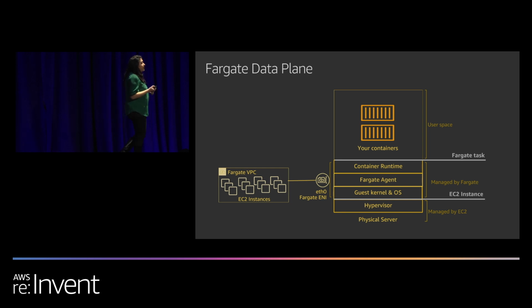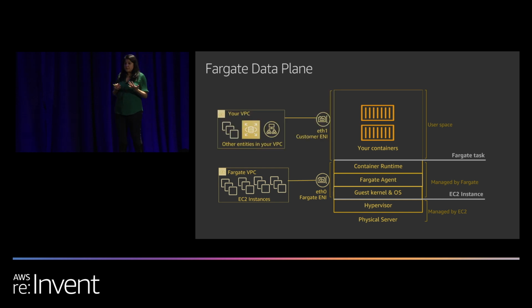Networking-wise, the primary network interface for this EC2 instance at 0 is actually in the Fargate VPC, because the instance was launched in the Fargate VPC. But when this instance gets selected to host a task, we create an elastic network interface, or an ENI, in your VPC, and then we attach it to this instance as a secondary network interface.